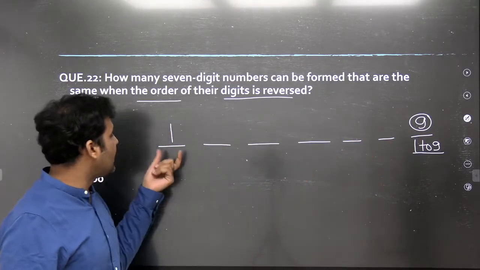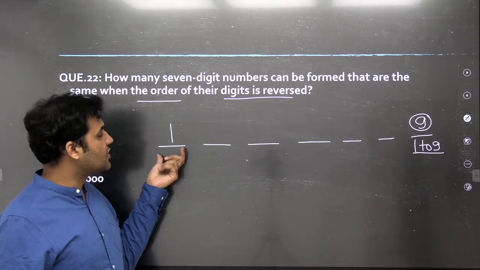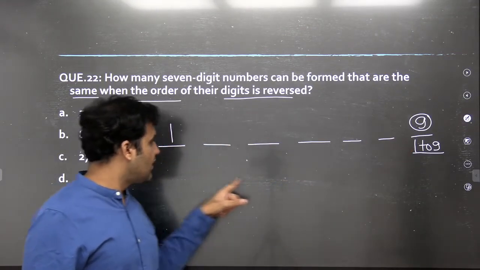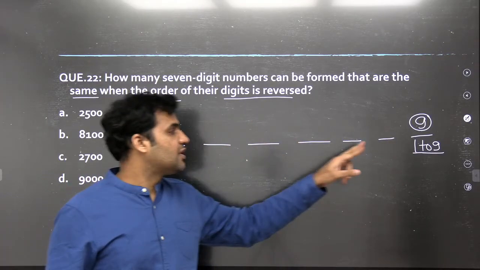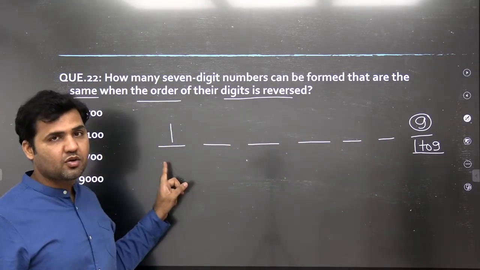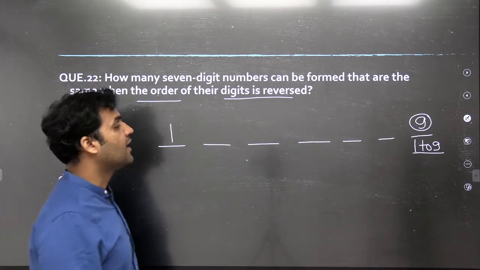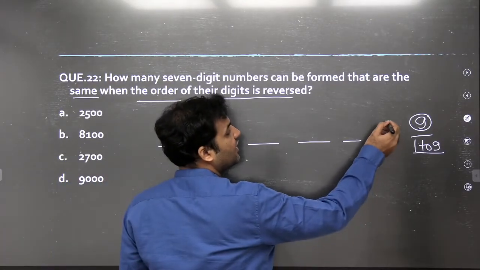So you do not have any choice for the first digit, because the same digit is supposed to be placed over here also. If you're placing 3 over here, you'll have to place 3 here. If you're placing 4 here, you'll have to place 4 here. You don't have any option for the first digit. Now, the second place can be filled in how many ways?